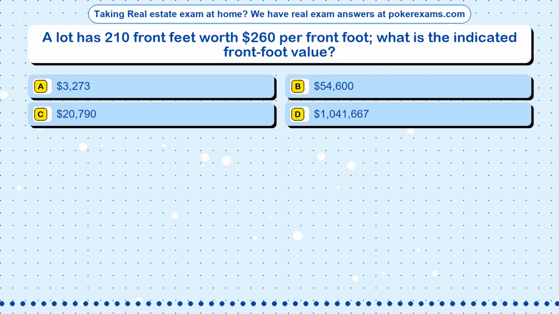Question 74. A lot has 210 front feet worth $260 per front foot. What is the indicated front foot value? Option A, $3,273. Option B, $54,600. Option C, $20,790. Option D, $1,041,667.